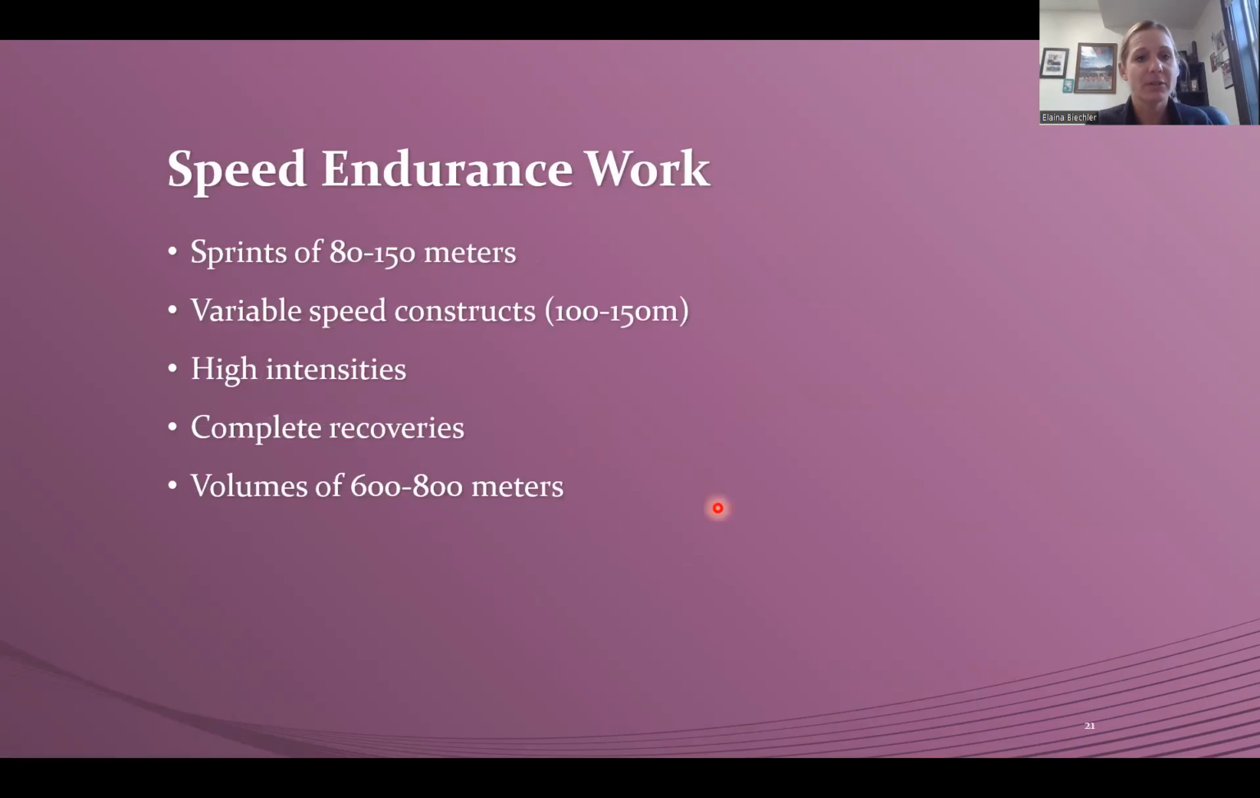And then lastly, when we think about speed endurance work, we are looking at sprints of 80 to 150 meters, and we can have some variable speed constructs. What does that mean? We could do flies. If I were going to do a 150 meter fly, maybe I do 50 where I'm accelerating, 50 all out, and then 50 where I float back down. Something like that might be what we would do for speed endurance. Again, high intensities, complete recovery.